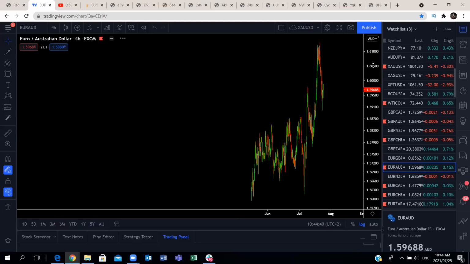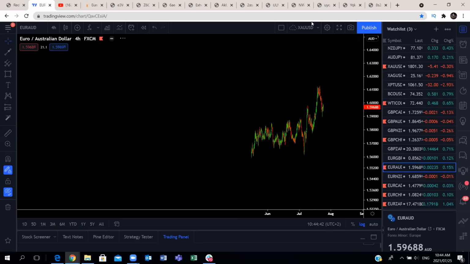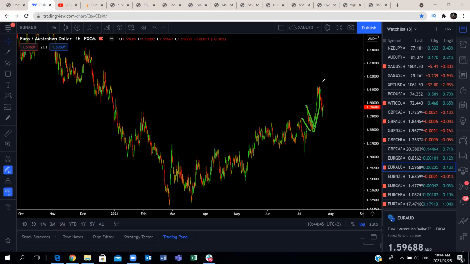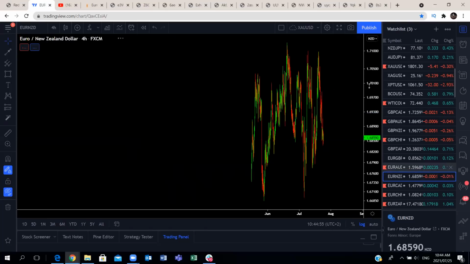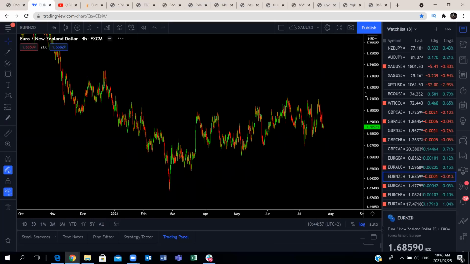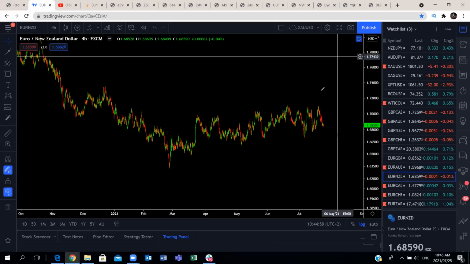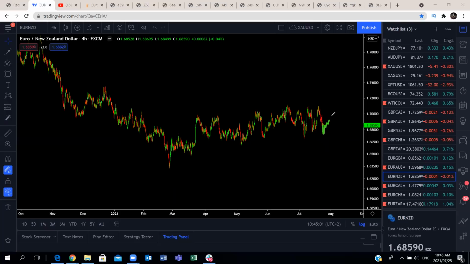Euro AUD, you saw this during trade recaps. We have got the trade here, pushed to the upside. We are now expecting this to start making a move to the downside. It should retrace deeper before coming down. Euro New Zealand moved like that and then downside here. We are still within this structure here on Euro New Zealand.